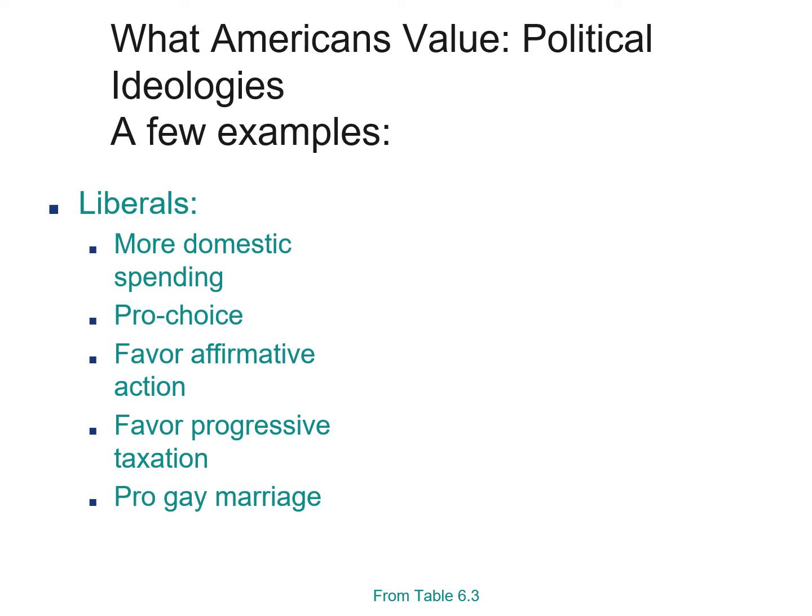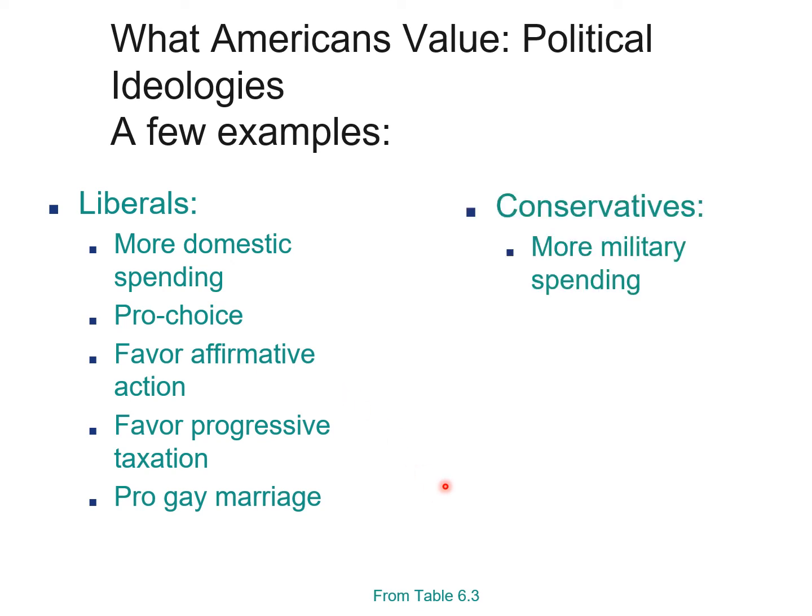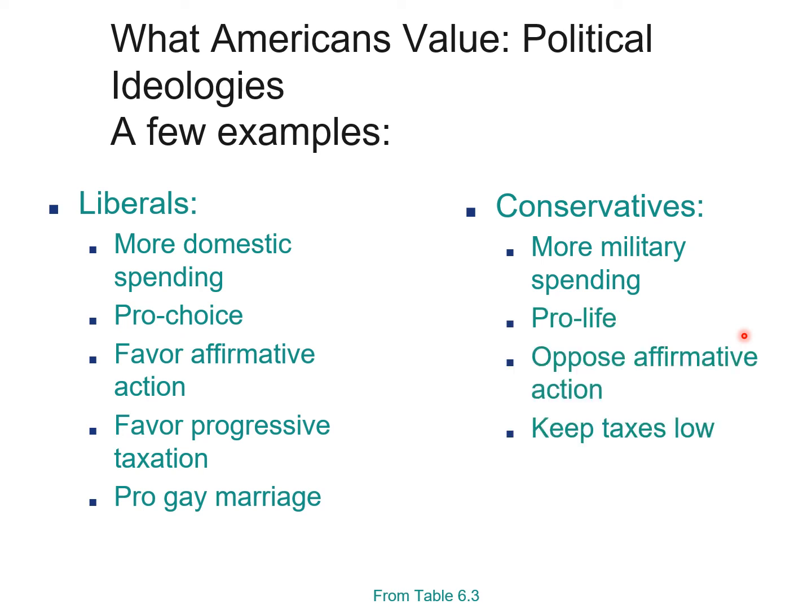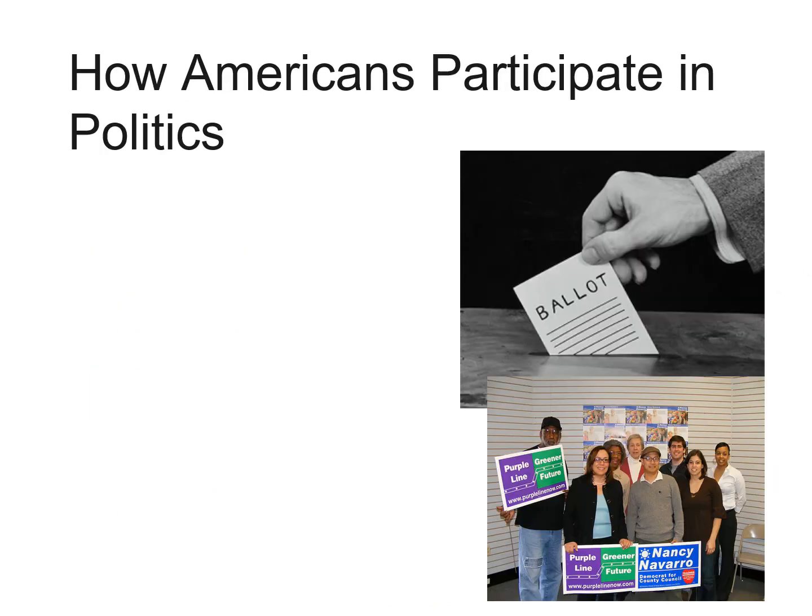So what are some examples of political ideologies? For more liberal leanings, there's more domestic spending, pro-choice, and they favor affirmative action, pro-gay marriage. And on the more conservative side, more military spending, pro-life, they oppose affirmative action, and support traditional marriage.